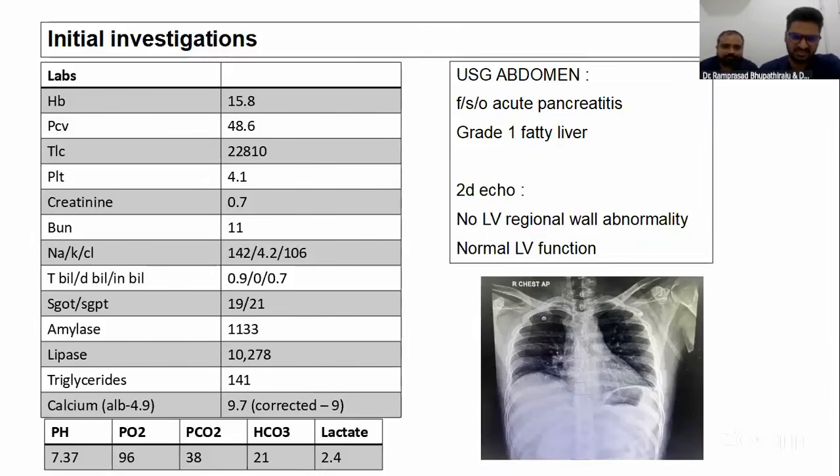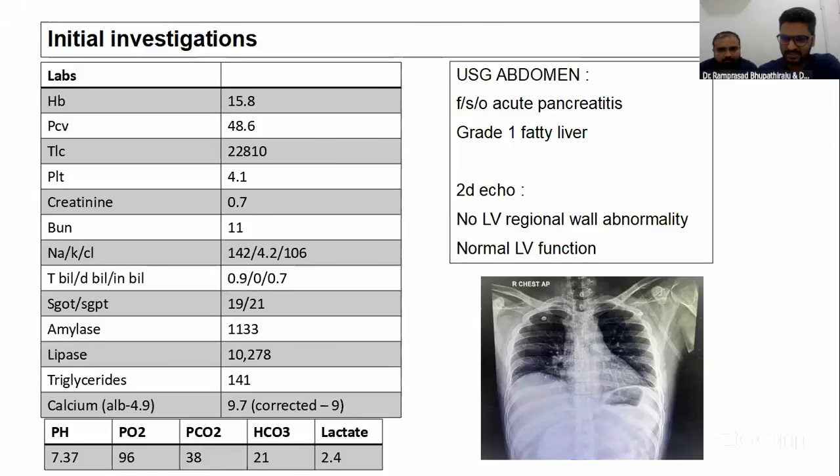So these were the initial investigations from emergency, ma'am. His hemoglobin was 15, PCV was a little bit on the higher side, 48, TLC was elevated, 22,000, platelets were fine, creatinine and BUN were fine, electrolytes were within normal limits, and liver function tests were normal. Amylase was around 1,100, lipase was around 10,000, ma'am. Both triglycerides and calcium were within normal limits.